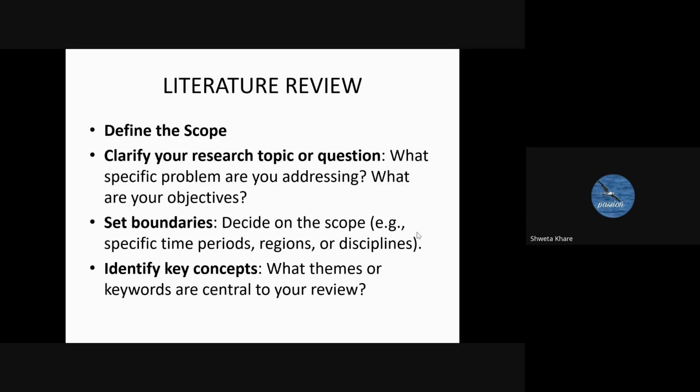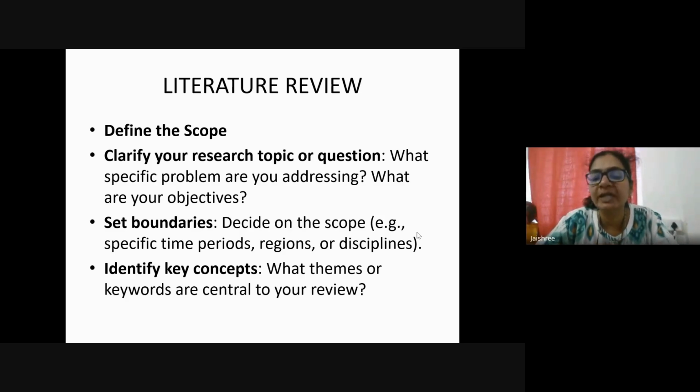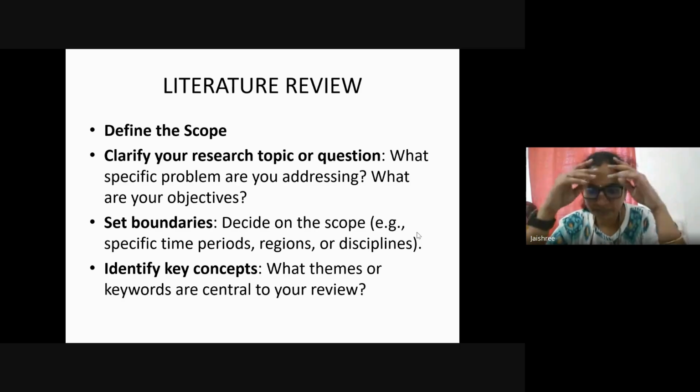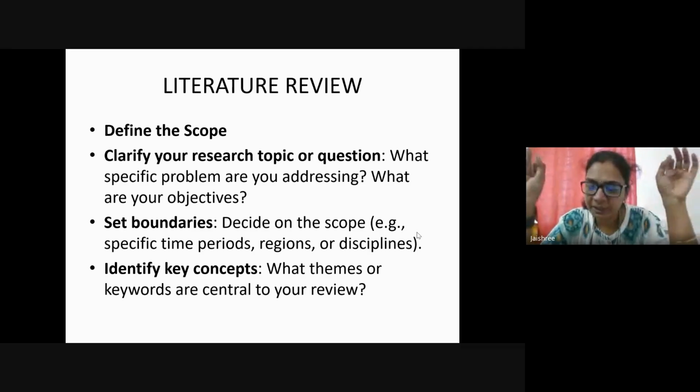For a PhD thesis, I usually give 3 to 6 months of time for my scholars to make this literature review. Okay. And both of you who replied, you seem to be very, very fast. It takes 3 months to 6 months to make a literature review for a doctoral research.